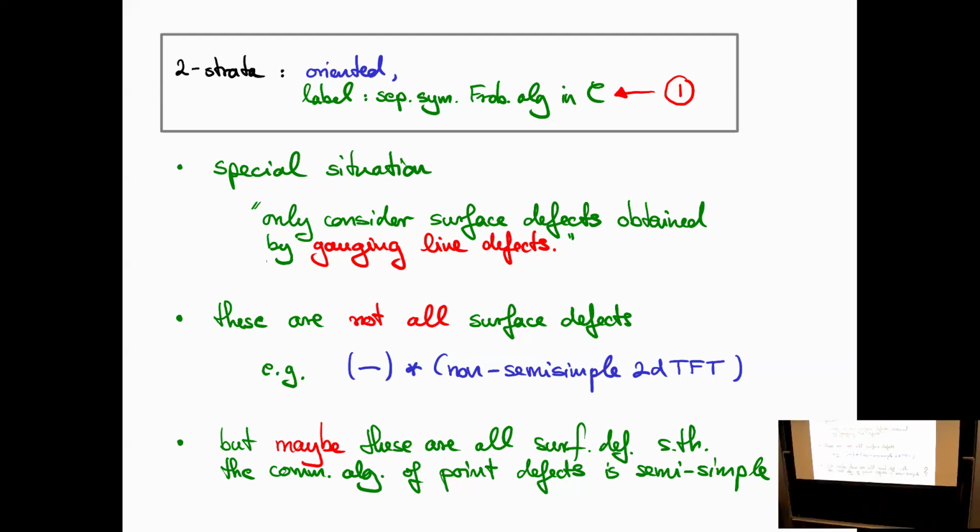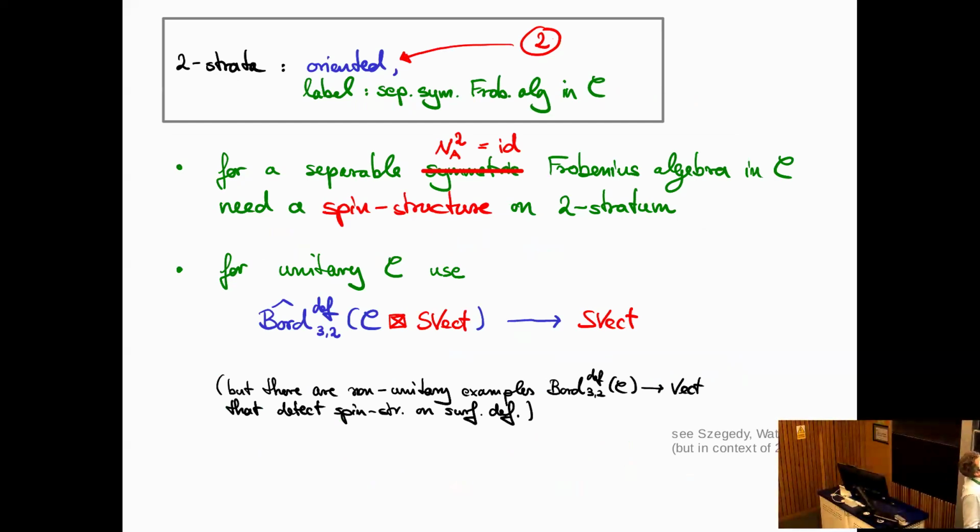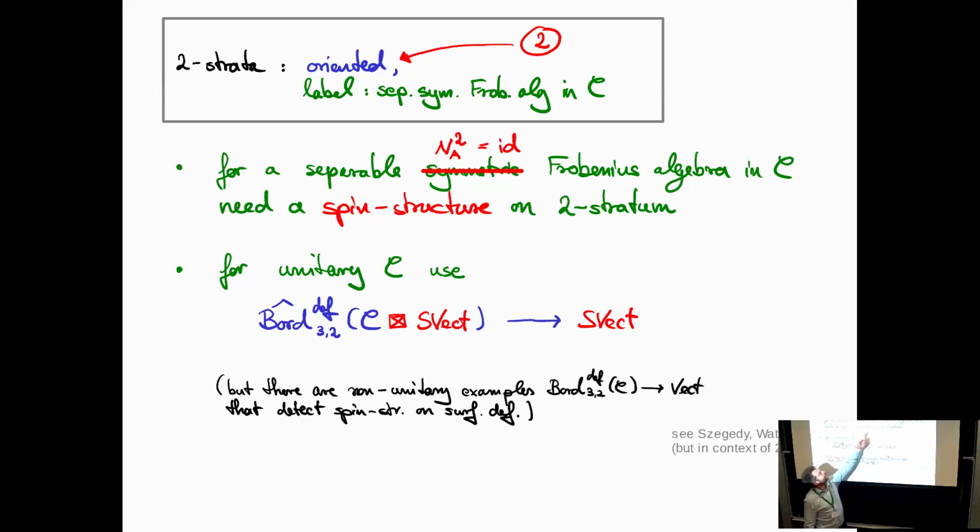Okay. Good. Next comment. So what about two strata being oriented? Well, that you can also get rid of. So we said the two strata are oriented, decorated by separable symmetric Frobenius algebras. But if you drop the symmetric condition and replace it by the Nakayama automorphism of the Frobenius algebra should square to 1, so if that is 1, then the algebra is symmetric. If it squares to 1, well, it's not. And then in order to make this gauging procedure well-defined, you need to put a spin structure on your two stratum. So that would describe two strata with spin structure.